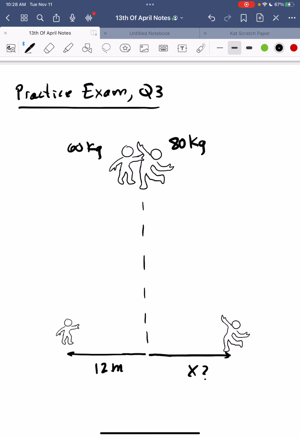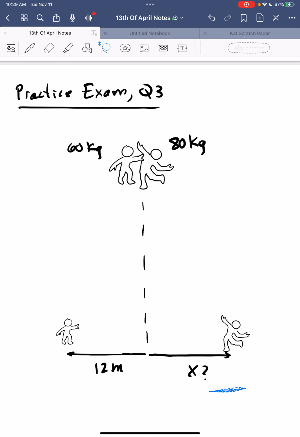You get these two astronauts, they're in space, and they're touching each other, they're connected, and one is 60 kilograms, and the other one is 80 kilograms. But then they push each other apart, and so one goes off to be 12 meters away in a certain amount of time. They don't tell you what the time is. And the other one goes off to be some other distance. We don't know what that is. And our job is to figure out what this distance x is.